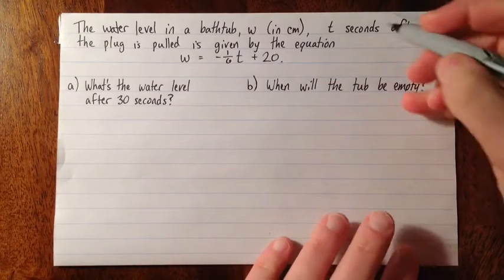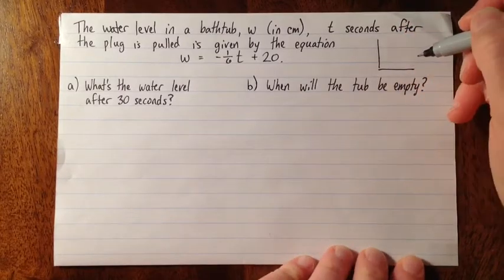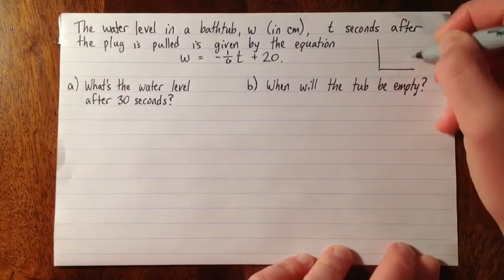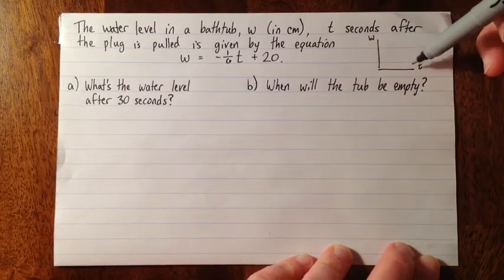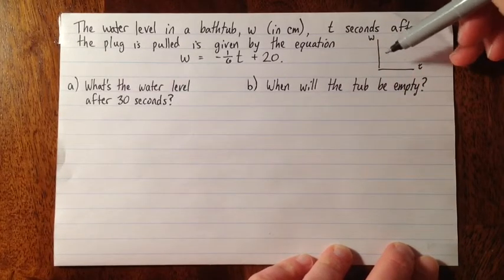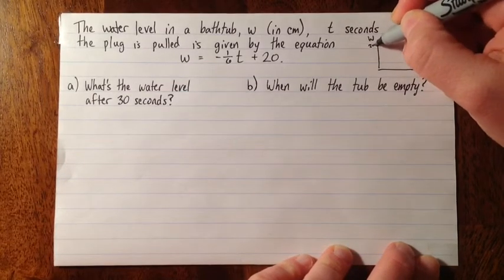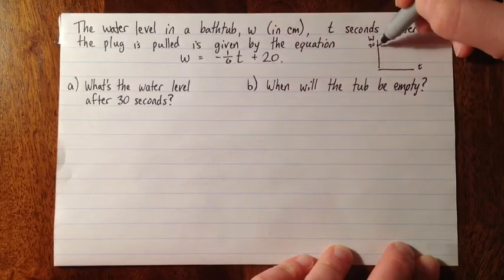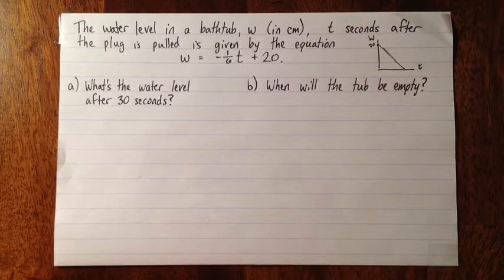Okay, so we made a quick little sketch of that over here. I'm only going to use the positive values on both axes. So this will be T and this will be W. Because we only have information when the time is positive and the water level's got to be positive too. So it starts up at 20 and then it's going down. It's got a negative slope. So it goes down there, presumably until it's empty.